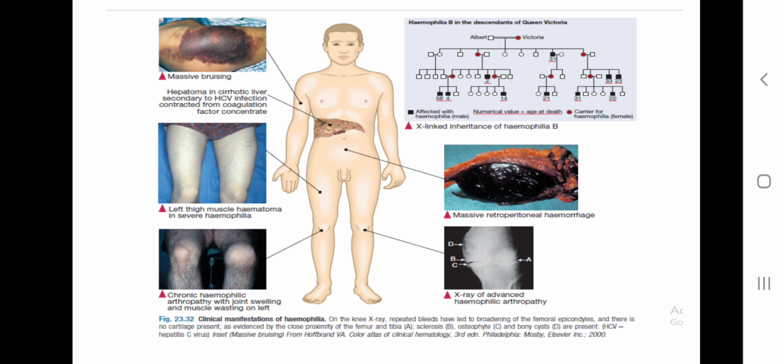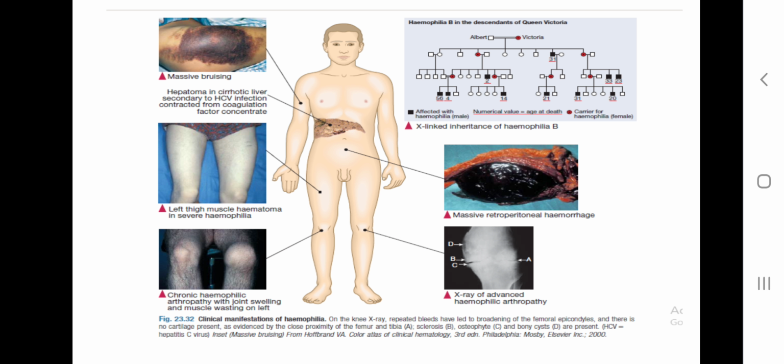Here, this picture gives the clinical features and the complications of hemophilia. The descendants of Queen Victoria had this factor VIII deficiency and hemophilia. You can see the Mendelian inheritance in this X-linked inheritance of hemophilia shown in the figure, showing carrier states and affected individuals in the pedigree chart. The second picture shows a massive retroperitoneal hemorrhage.